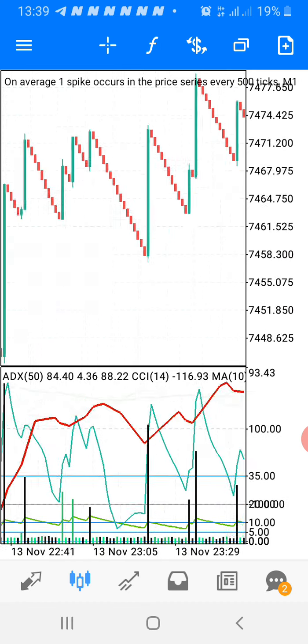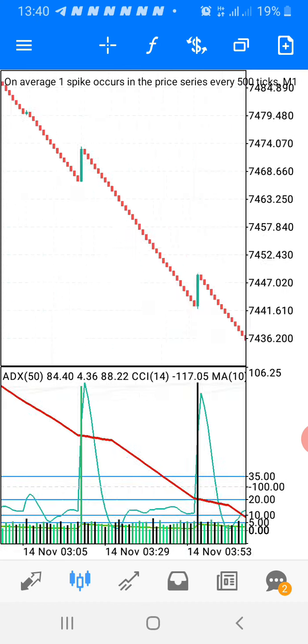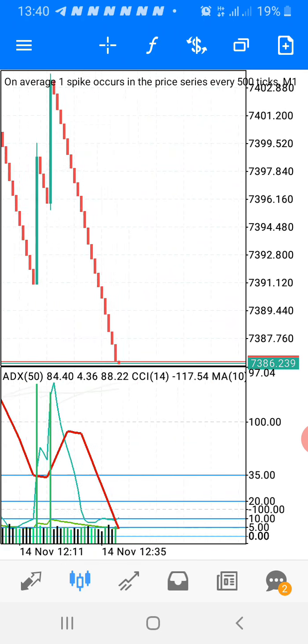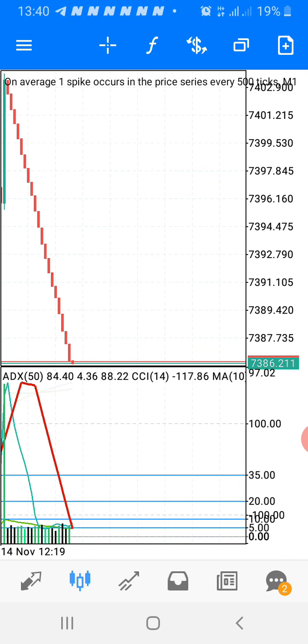So this strategy works well. Just use it well. Avoid risk. We are still waiting for this one. You can see the crossing just started, though it has not been finalized, but we are going to get the spike. I'm expecting the spike.